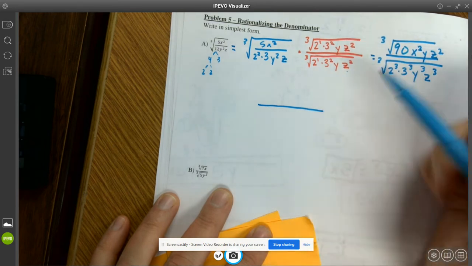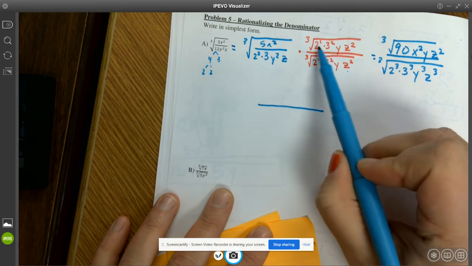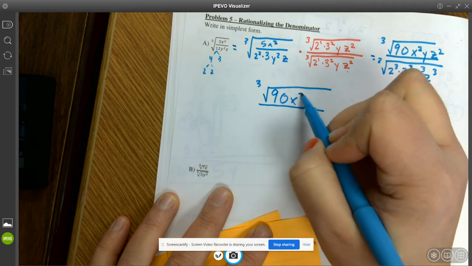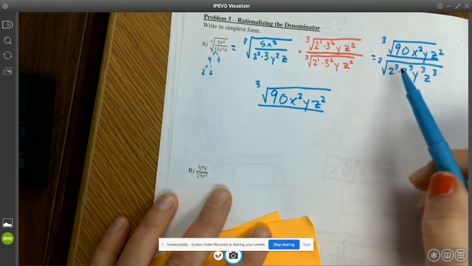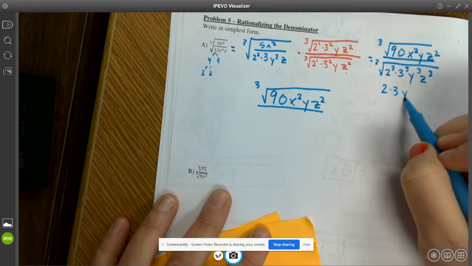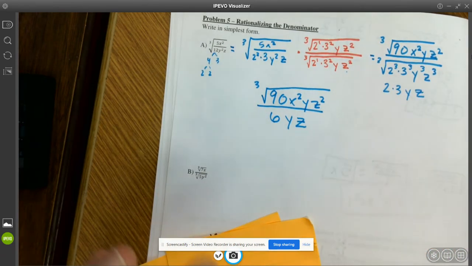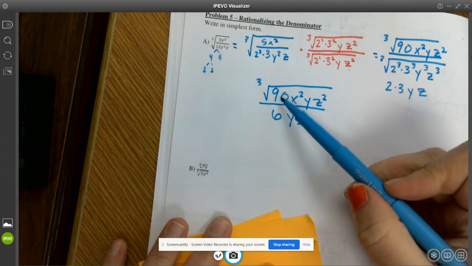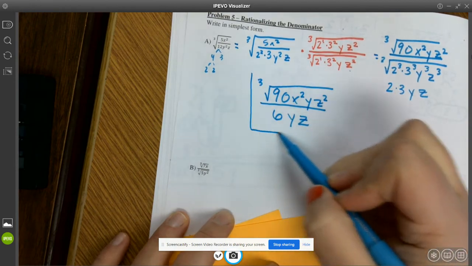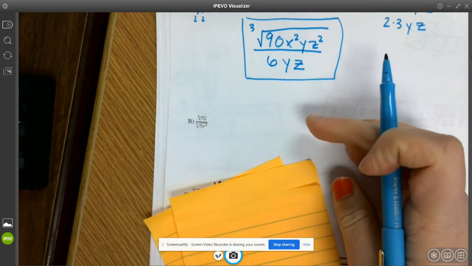So on top, if you could, you should simplify this, but I know that I only have 1 5, 1 2, and 2 3s. I don't have a group of 3 there anywhere. So this is going to remain as the cubic root of 90 x squared y z squared. And on bottom, when I take the cubic root of each of these, I'm left with 2 times 3 y z. So 2 times 3 is 6. One thing to be aware of is that you cannot simplify in the root without a root. I can't do anything with that 90 and that 6. That's my final answer.